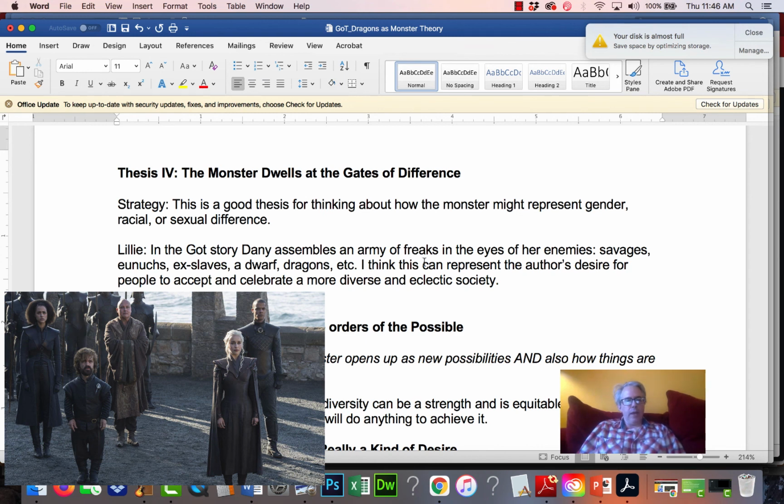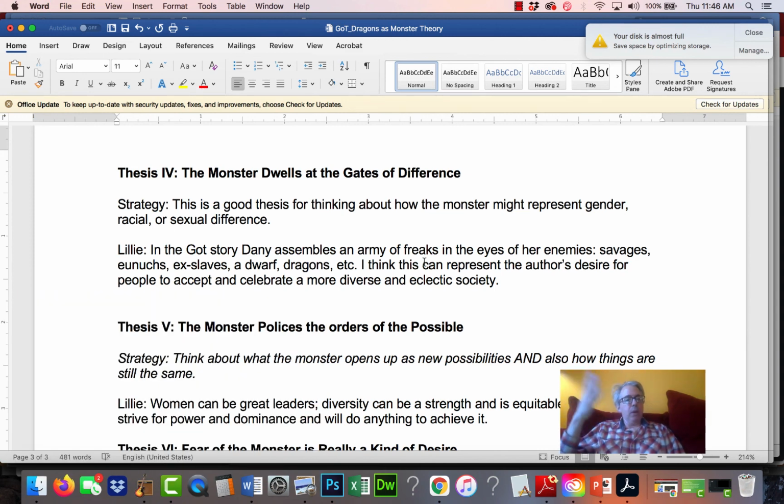She has the Dothraki savages, who are definitely considered very othered. They're mentioned many times as being these crazy other things that people in Westeros don't understand. She has her army of eunuchs. She has ex-slaves, many of them ex-prostitutes. She has her dwarf hand. She has the dragons. And so all these things can represent a coalition of difference.